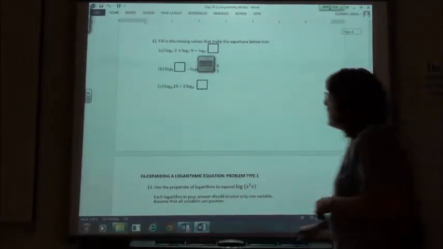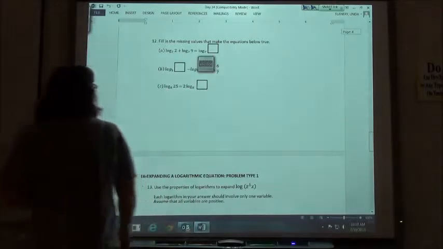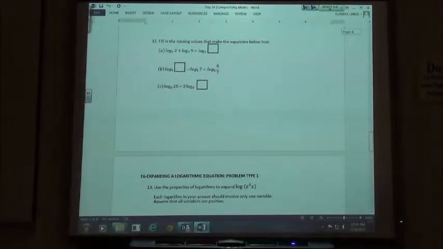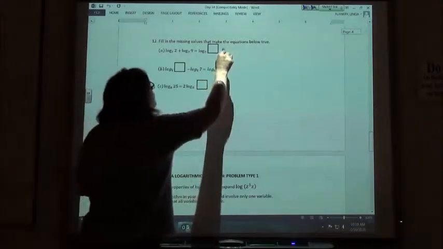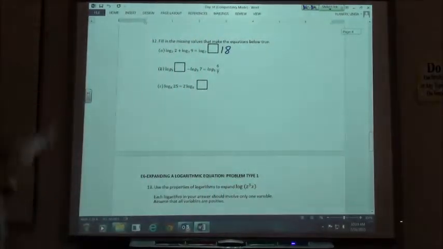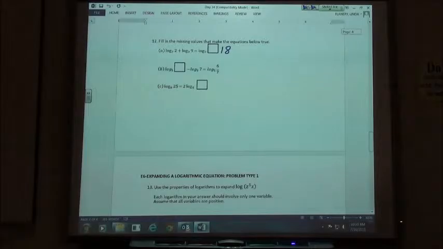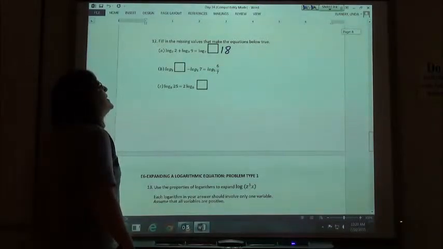And number 12 then, log base 7 of 2 plus log base 7 of 9 would become log base 7 of 18, 2 times 9. Log base 5 of what minus the log base 5 of 7 becomes log base 5 of 6/7, and so our box would have to be the 6.